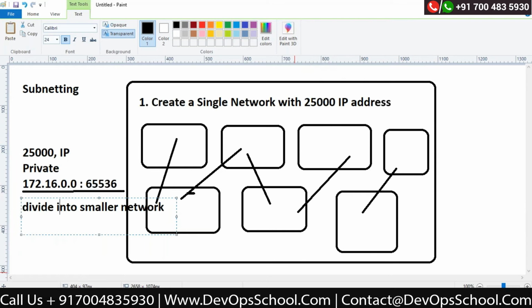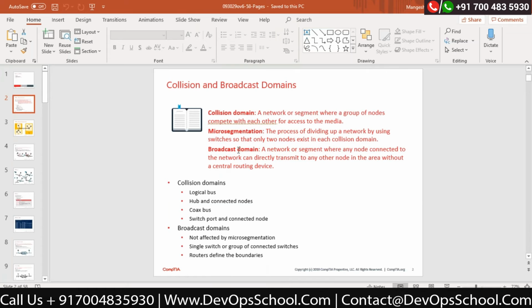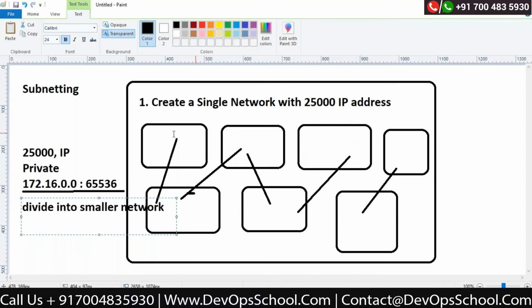Correct? And the third important thing is called the broadcast domain. This broadcast domain is nothing but your router, or a boundary. Routers define the boundary. This is your broadcast domain. I will say all these smaller ones are my collision domains.